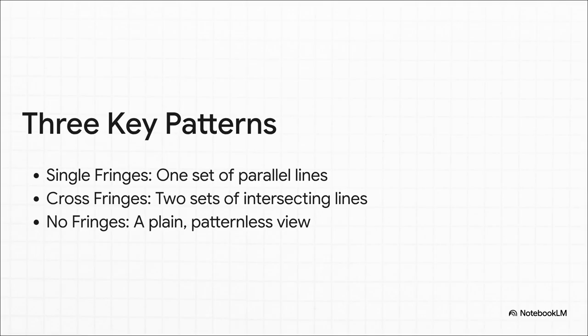So when scientists are peering into these microscopes, they're basically looking for one of three things. You might see a single set of these fringes, just simple parallel lines. You could see what they call cross fringes, where two of those sets of lines intersect. Or you might see, well, nothing, just a plain, patternless area. Being able to predict which one you're going to see is absolutely crucial.